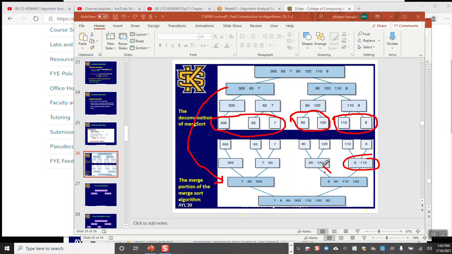8, then 90, then we got 100, and then we got another sublist, and by merging these two we will finally get this. Right, so this will be a sorted list, a sorted array. And how do we get it?